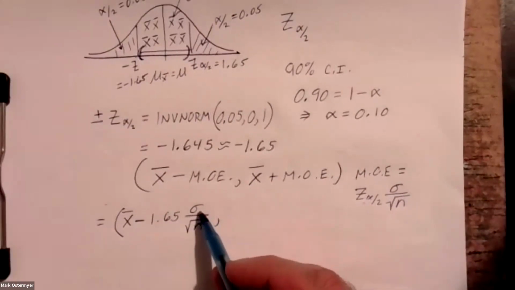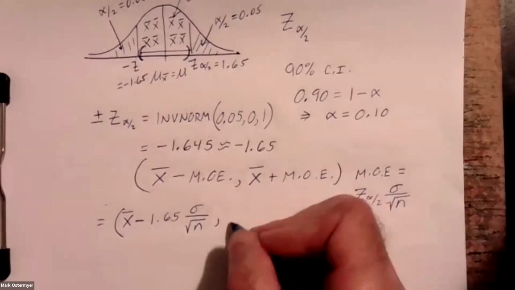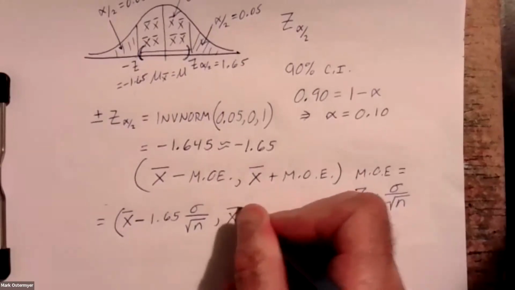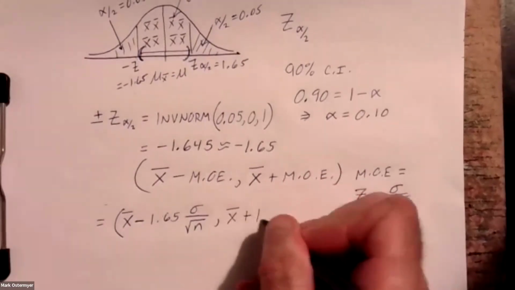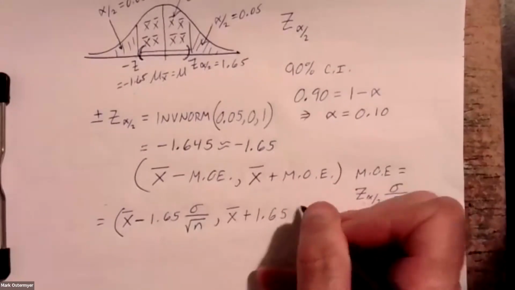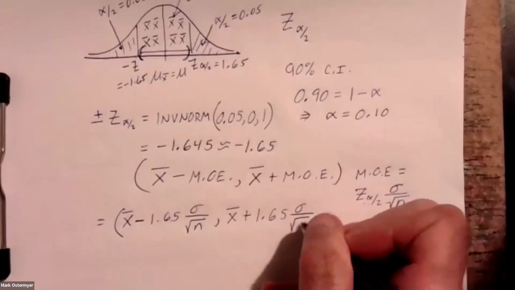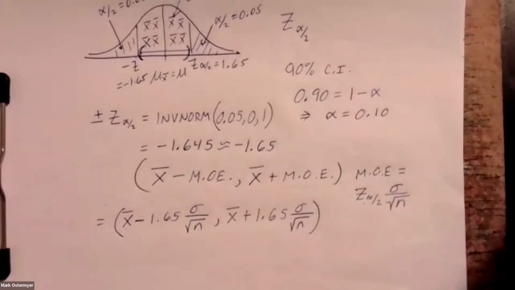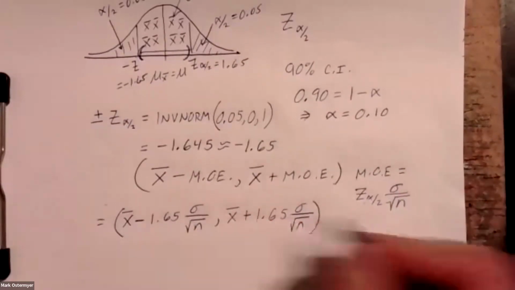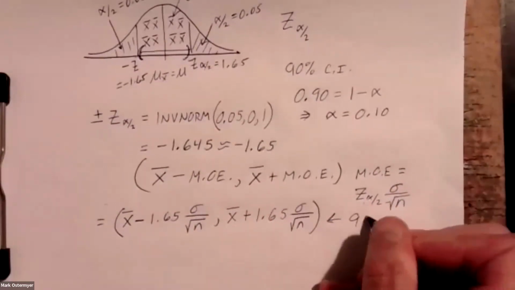And again, you will be given or provided with the standard deviation of the population and also the sample size and the sample mean. The upper endpoint of this 90% confidence interval is going to be the sample mean plus our margin of error, which is 1.65 times the standard deviation of the population divided by the square root of the sample size. This is going to be a 90% confidence interval right here.